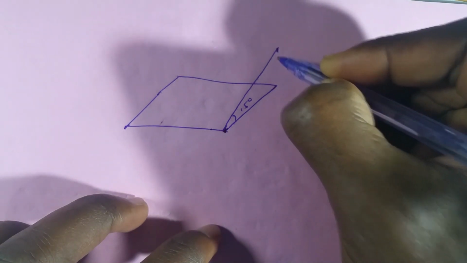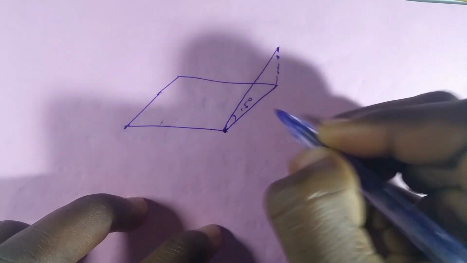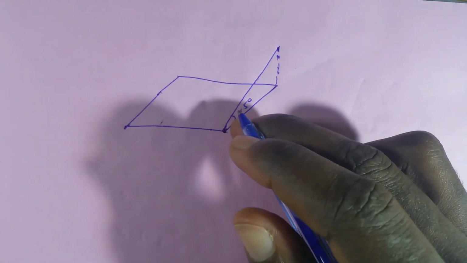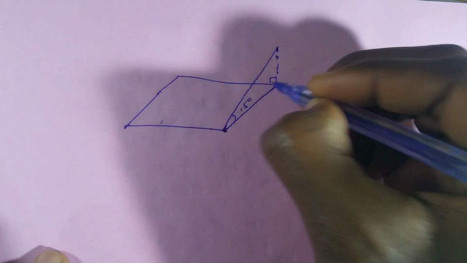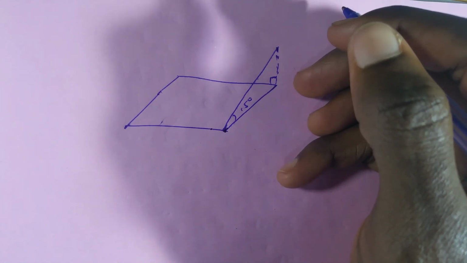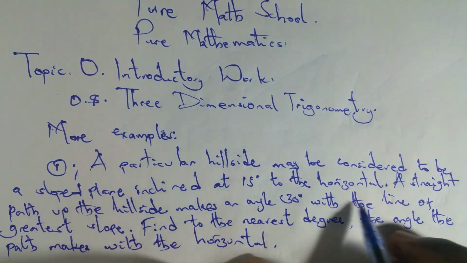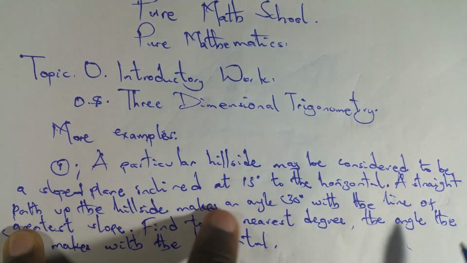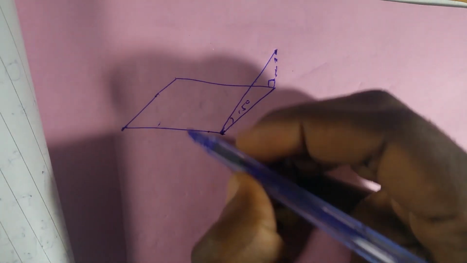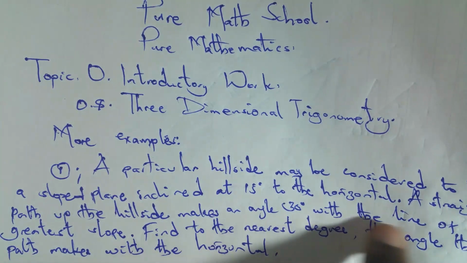Then we drop that to be the height of the plane at that point. That's the height of the plane. It makes 15 degrees with the horizontal. That's 90 degrees with the horizontal. The question continues to say that a straight path up the hillside makes an angle of 30 degrees. Straight path up here makes an angle of 30 degrees with the line of greatest slope.